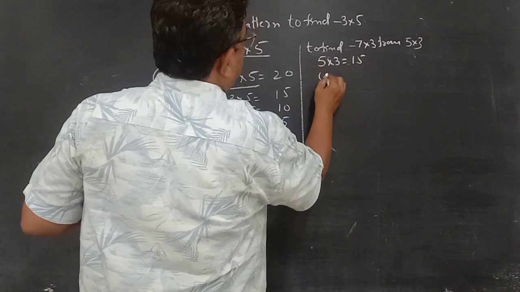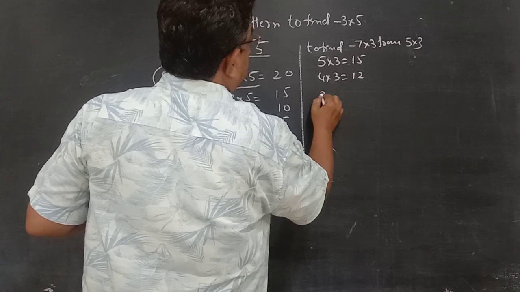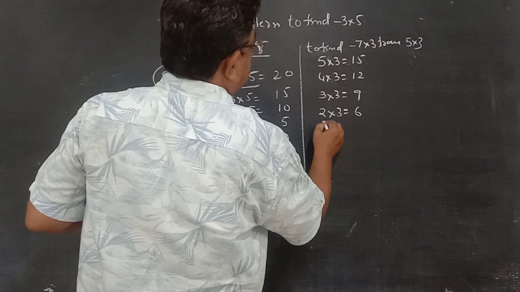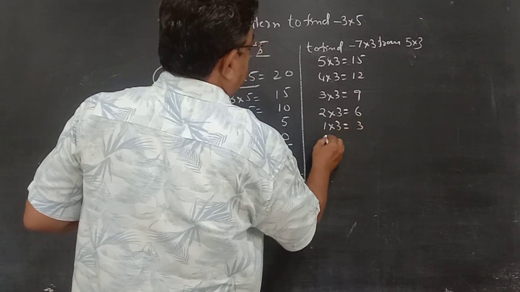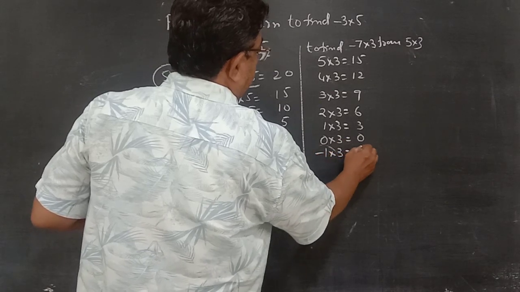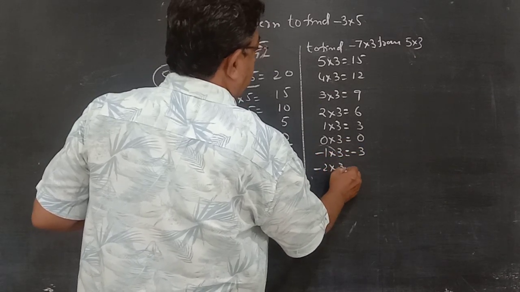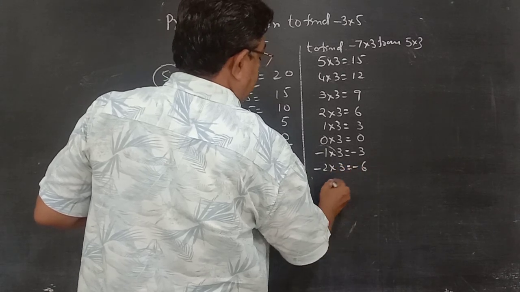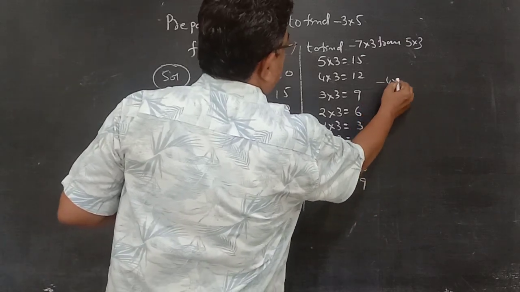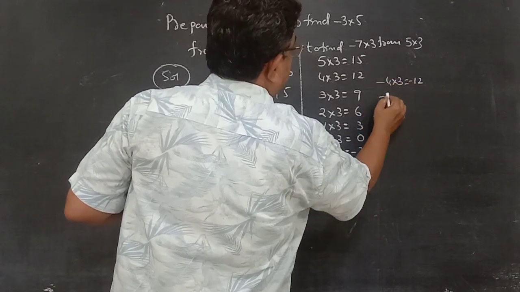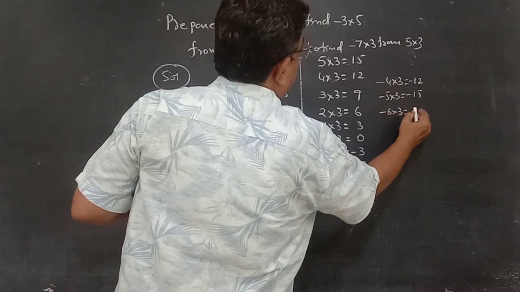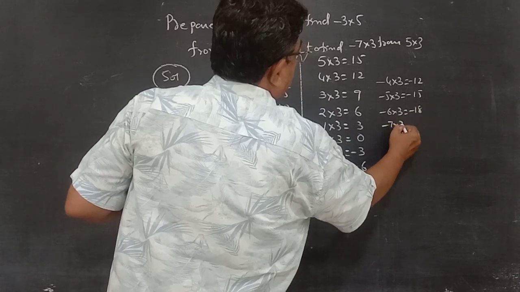15. Next, 4 into 3, 12. 3 into 3, 9. 2 into 3, 6. 1 into 3, 3. 0 into 3, 0. Minus 1 into 3, minus 3. Minus 2 into 3, minus 6. Minus 3 into 3, minus 9. I am continuing here. Minus 4 into 3, minus 12. Minus 5 into 3, minus 15. Minus 6 into 3, minus 18. Minus 7 into 3, minus 21.